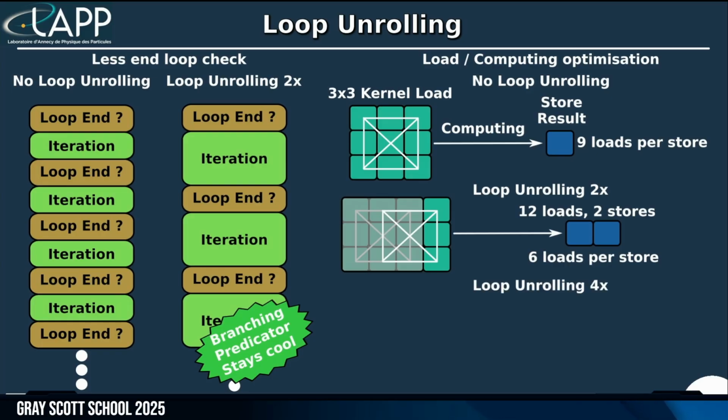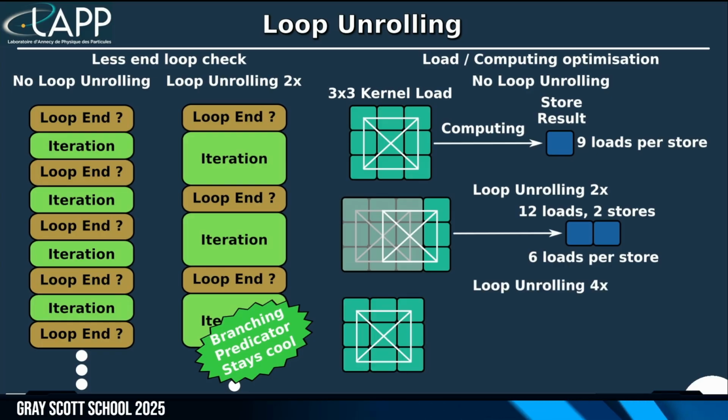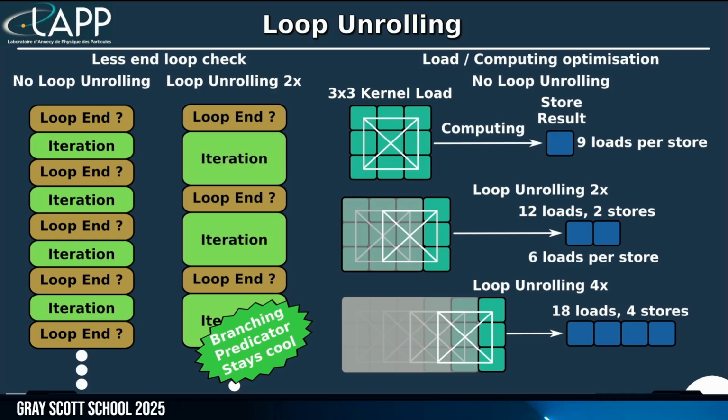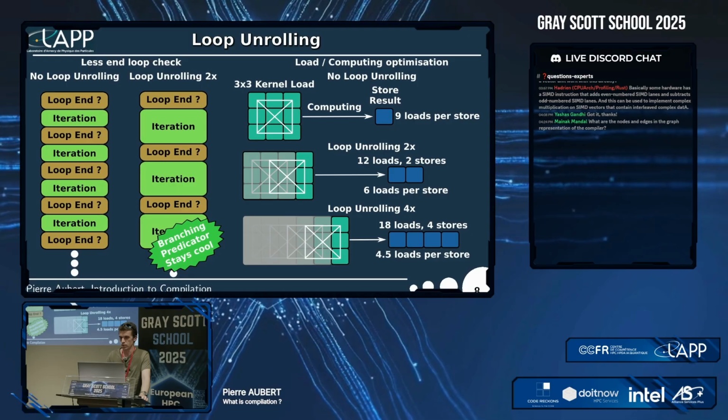And then we can unroll 4 times. At the same time, we have the first one, we compute the first one, we have 3 for the second, 3 for the third, and 3 for the fourth. And here we get 18 loads and 4 stores. It's way better because here it's 4.5 loads per store. Of course, it's a stencil in 2 dimensions, so it's quite difficult to do much better than this.